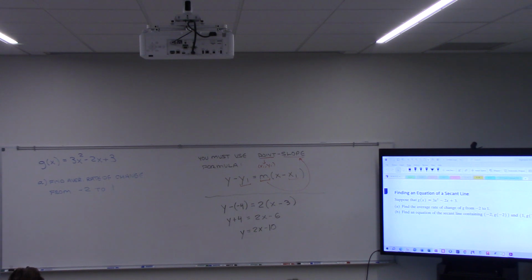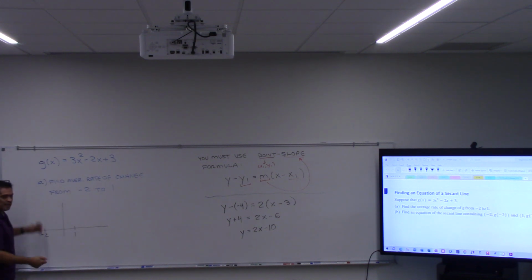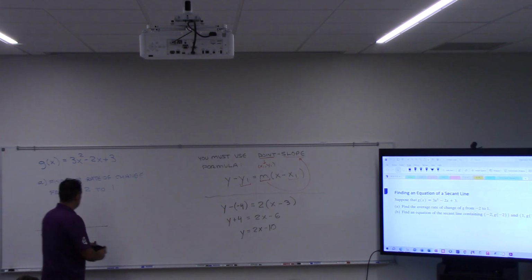Okay, so what do I need to do? I don't need a picture, do I? -2 to 1. I'm going to get 2 points, right? First, I'm going to take -2 and plug it into the function, right? So I'm going to get some point. Let's do that scratch work over here on the side.